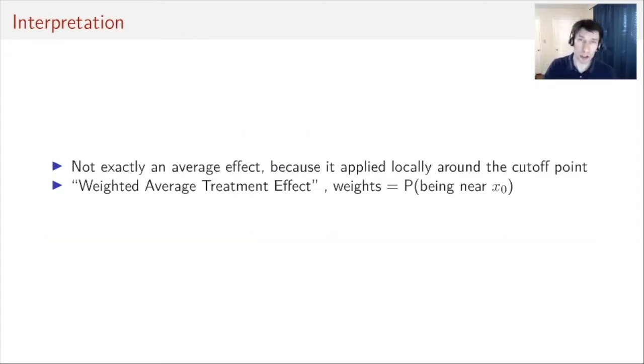So how do you interpret this rho? How do you interpret the regression discontinuity coefficient? Well, it's not exactly an average effect, right? Because it is applied only locally around that cutoff point. So you should think of it as a weighted average treatment effect, right? Where the weights are the probabilities that someone has of being near the cutoff values.